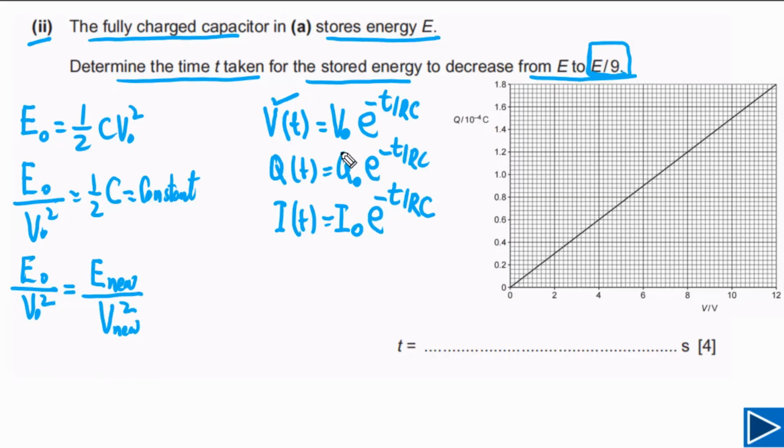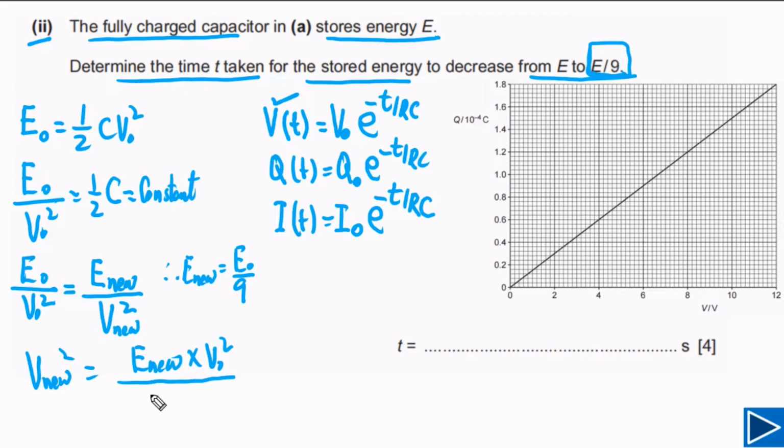E new, as it is given to us, is equal to E naught by 9. So we'll write down here E new is equal to E naught by 9. From here we can rearrange, we can write down V new. This will be equal to E new times V naught square divided by E naught. E new is E naught by 9. So this is the value of E new, and we have V naught square, and this is divided by E naught.